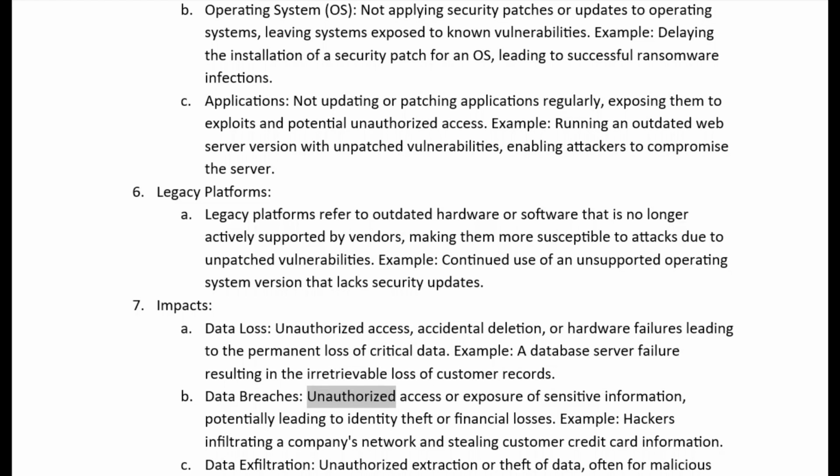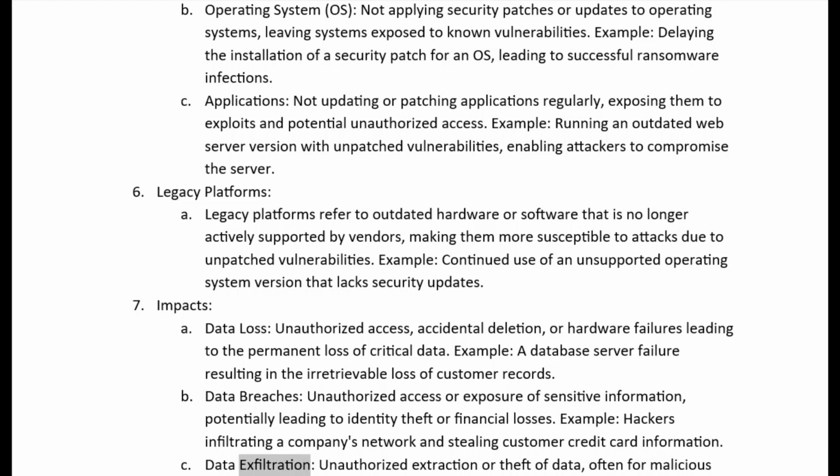Data breaches: unauthorized access or exposure of sensitive information, potentially leading to identity theft or financial losses. Example: hackers infiltrating a company's network and stealing customer credit card information.